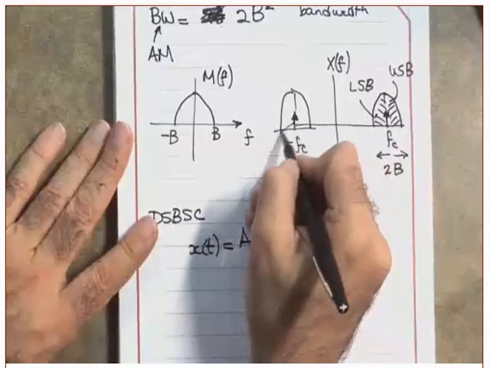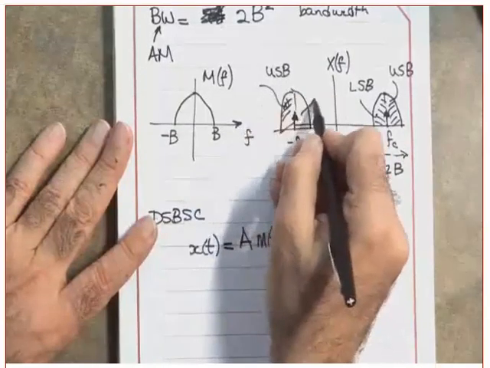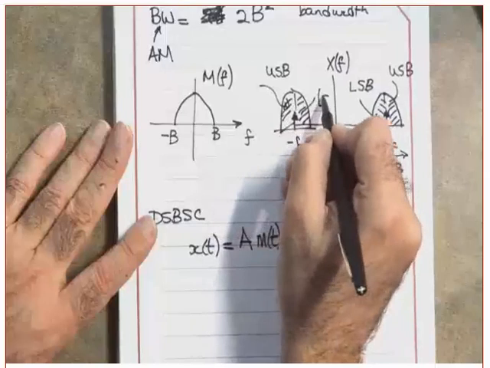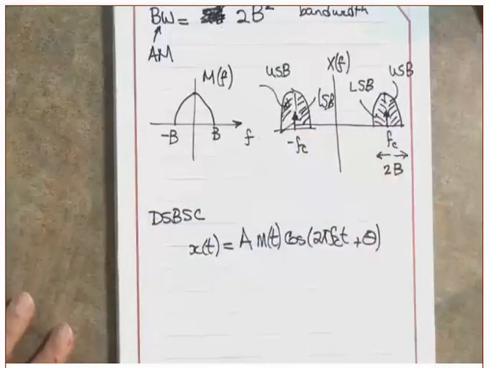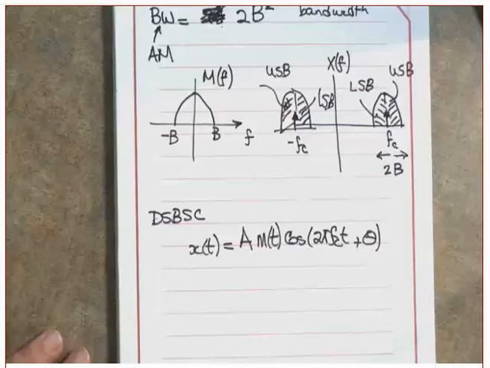This one is the what? This is the upper sideband. This one is the what? Lower sideband. Clear? The upper sideband and the lower sideband, each of them, do they have the same information? They have the same information.